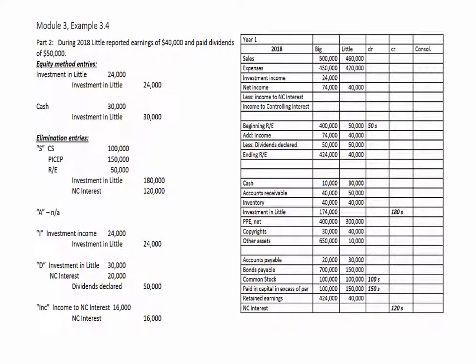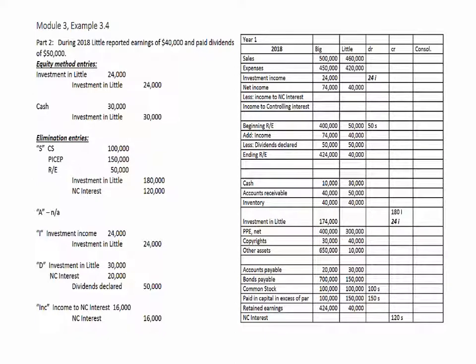Okay, so again, it's time to post our elimination entries to the worksheet. First, we post our S entry, and I've left the zeros off in the debit and credit columns because if I try to put the zeros in, sometimes they don't fit in my columns. We post our I for investment income entry, a debit to investment income up in the income statement, a credit to investment in Little down in the balance sheet. We post our D for dividends entry, crediting dividends declared, debiting the investment in Little, and debiting the non-controlling interest down in the balance sheet. And finally, our INC entry, debiting the income to the non-controlling interest and crediting the non-controlling interest.